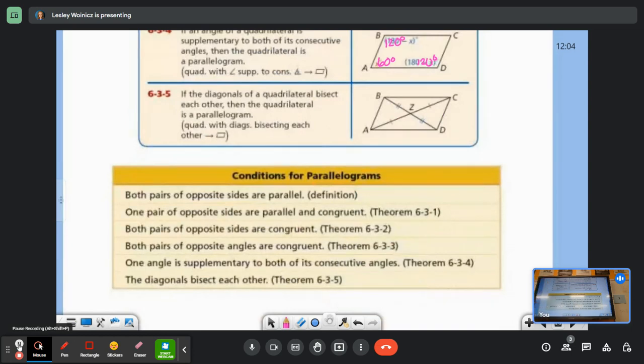I believe that this table just summarizes the conditions from the other two tables, so we're not going to read it again. It's just a condensed version.